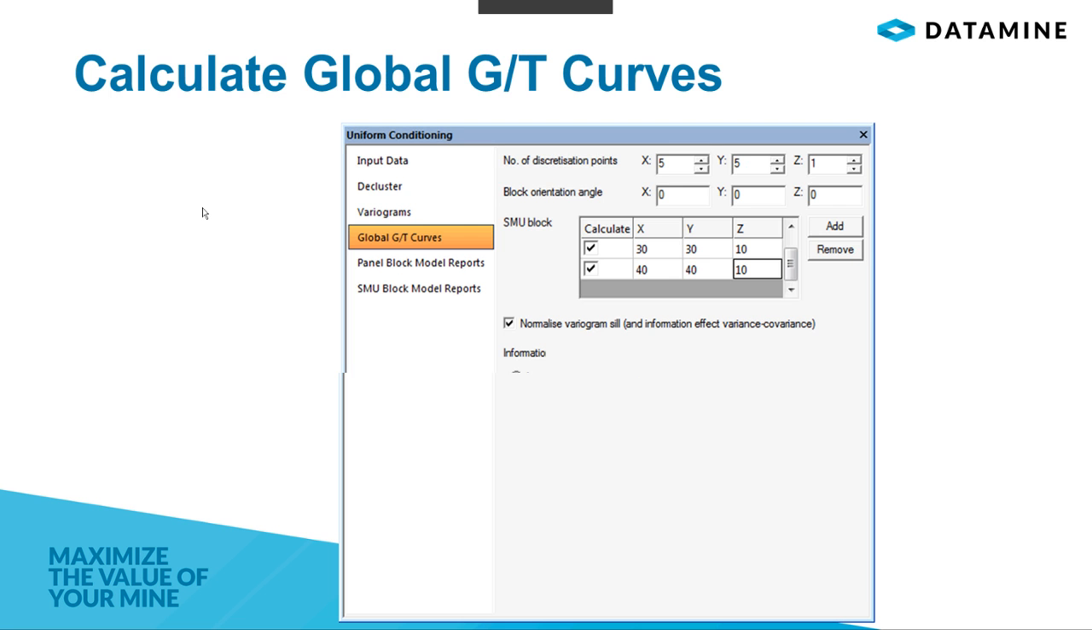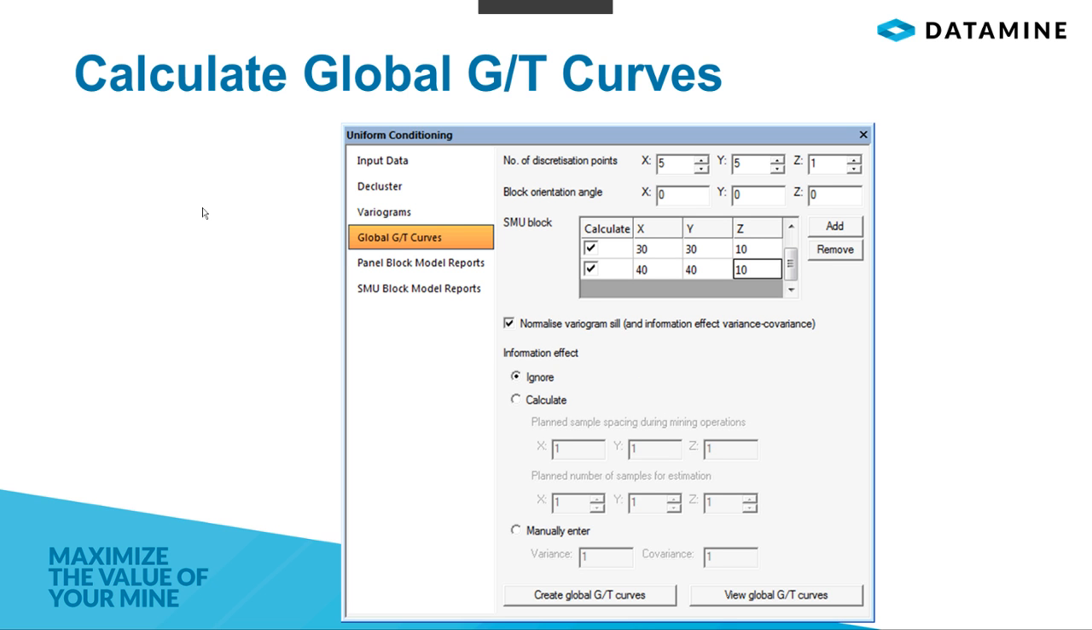And then this is really the first part of the uniform conditioning analysis. We specify a series of SMUs. You can see where it says SMU block. You can append a number of different SMU sizes in there, and we will then analyze each of those SMUs and create a global grade tonnage curve for each of those SMUs, which we then compare against the panel size.